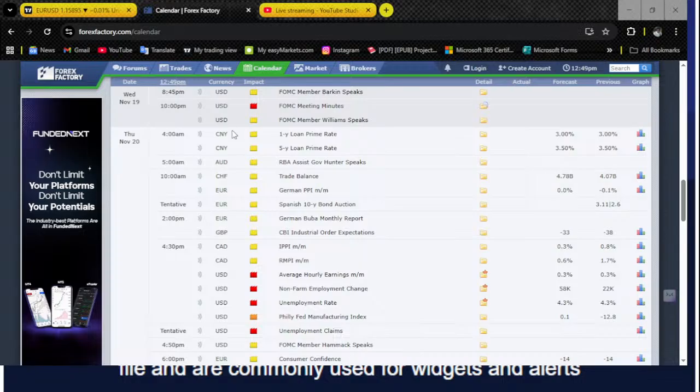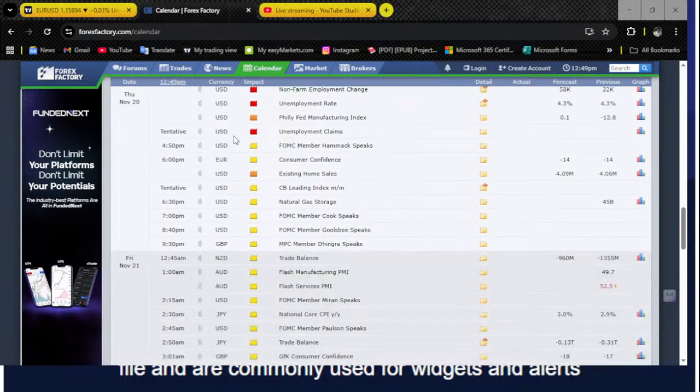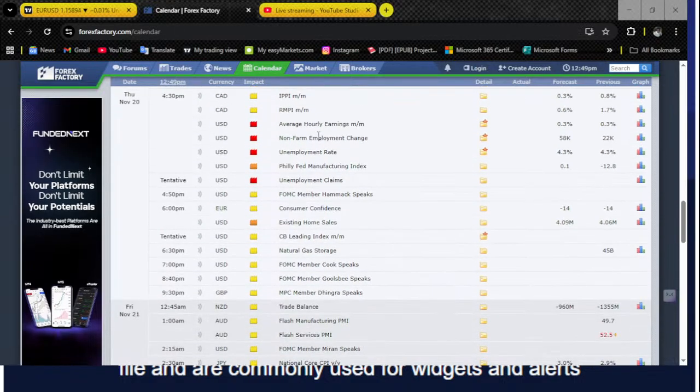So this week, by the way, we have news on Thursday: average hourly earnings, non-farm employment change, unemployment change, unemployment rate. Those will be around 8:30 Eastern time.